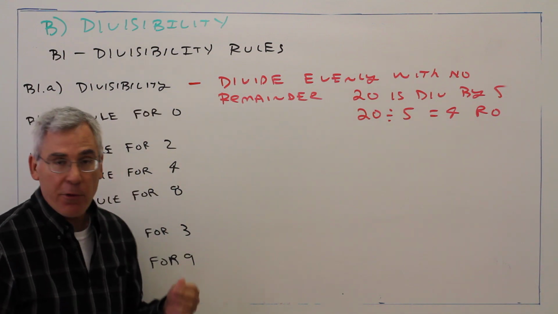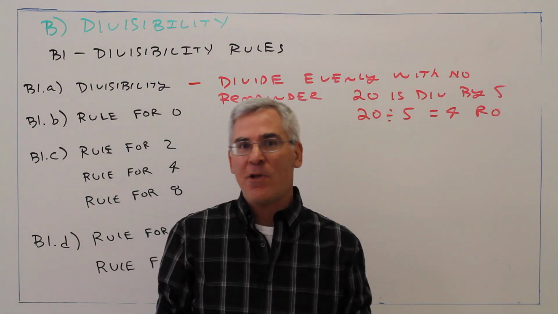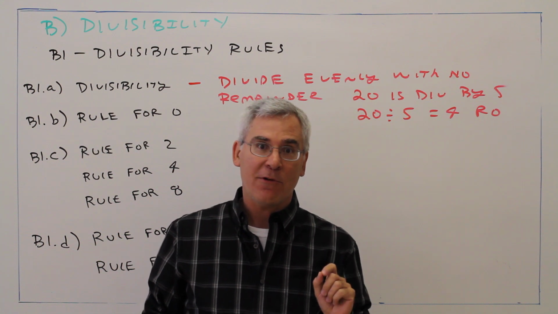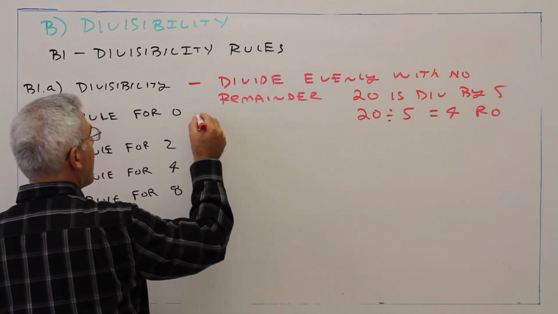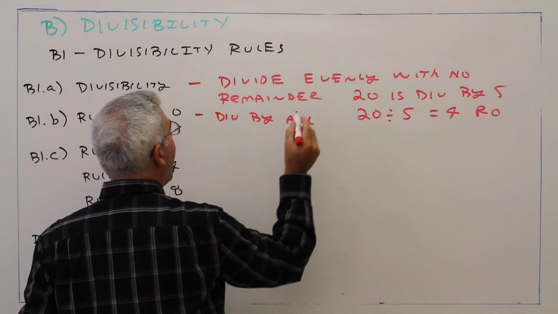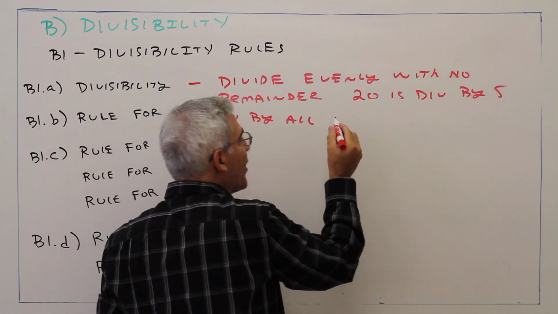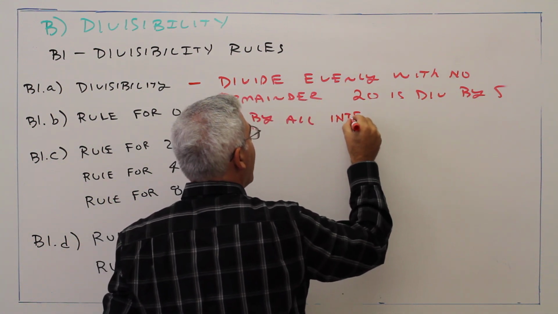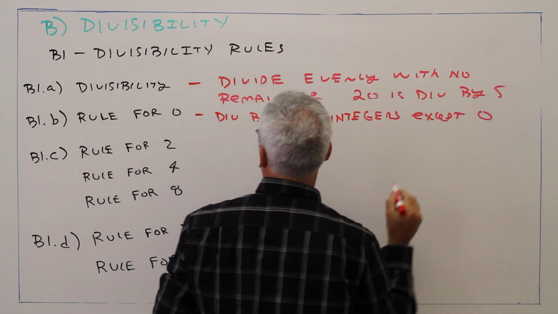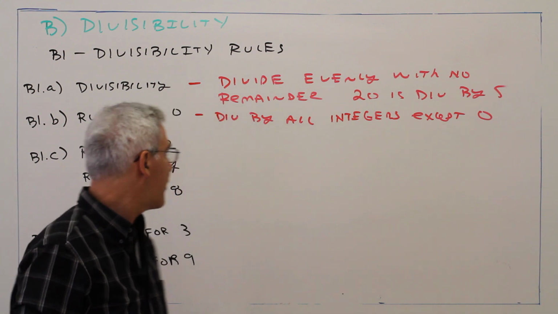All right, so the rule for 0. 0 is divisible by all integers, and we'll just stick with integers, except 0. 0 divided by 0 is indeterminate, and you'll learn more about that in calculus.